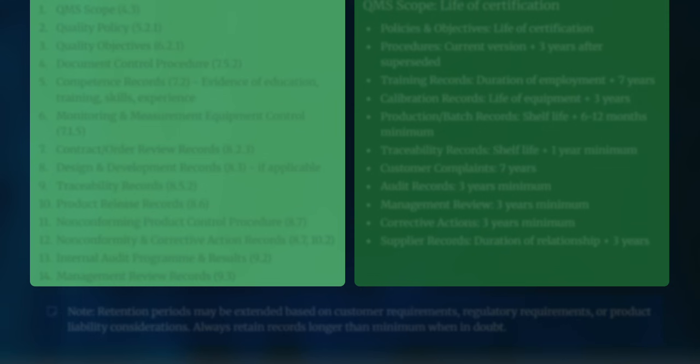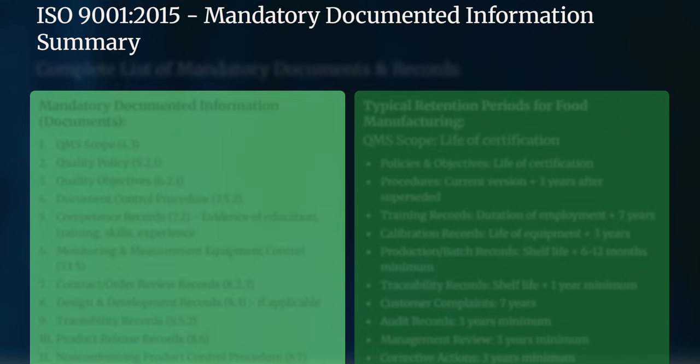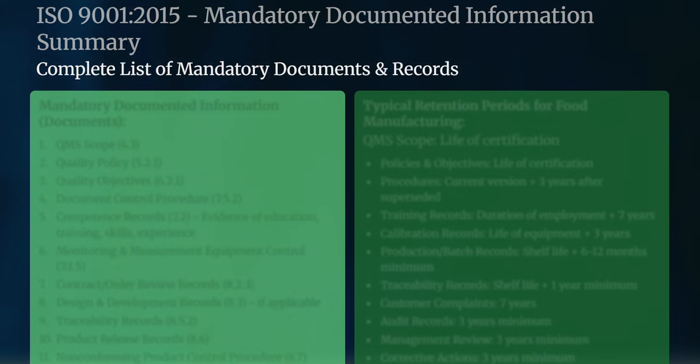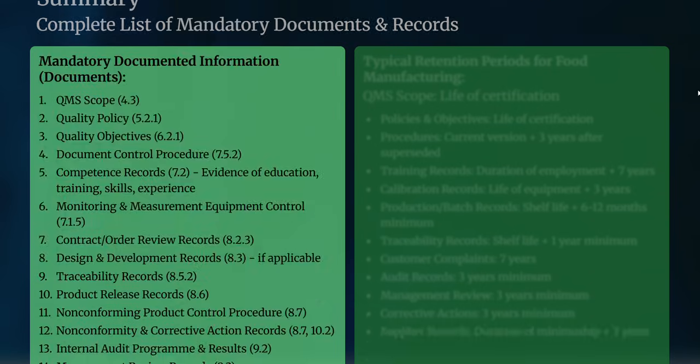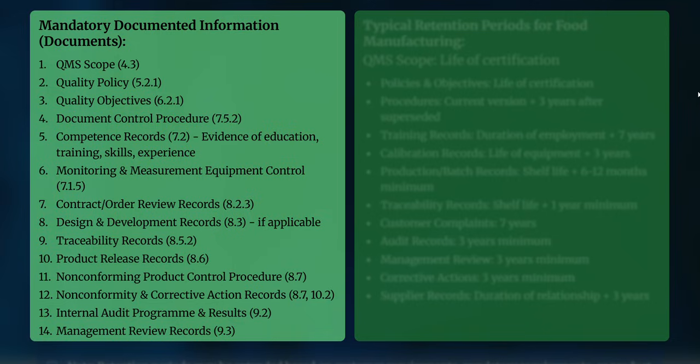Those are the requirements of ISO 9001. Now let's have a look at the summary of the mandatory documented information of ISO 9001:2015. This is a complete list of mandatory documents and records. In ISO 9001:2015, the mandatory documented information, the documents are like 12.